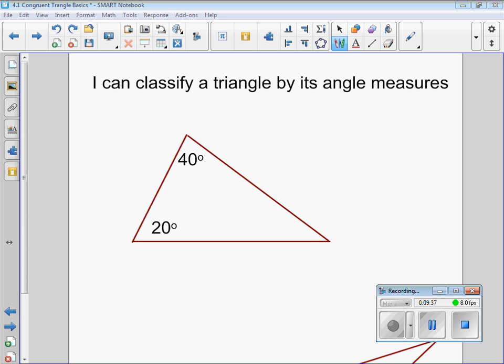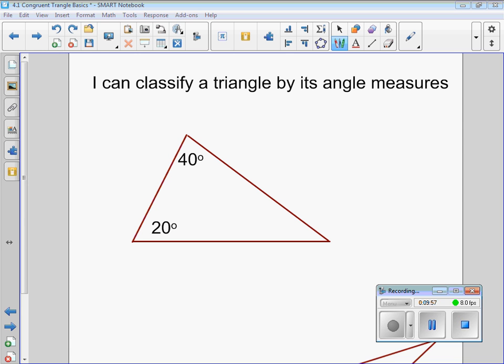So now what we're going to do is look at classifying triangles by their angle measures. A lot of times I'll give you the three angles, and you look at it and ask yourself: if there's an obtuse angle in there, you call it an obtuse triangle. If there's a right angle in there, you call it a right triangle. If all the angles are acute, then it's an acute triangle.